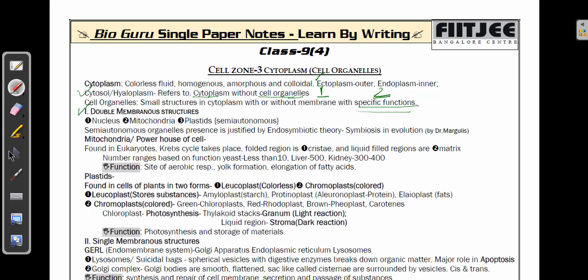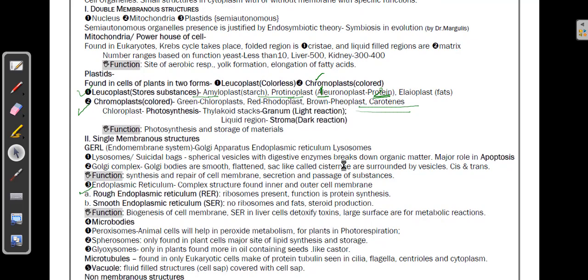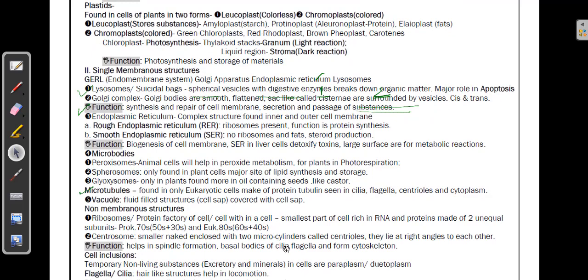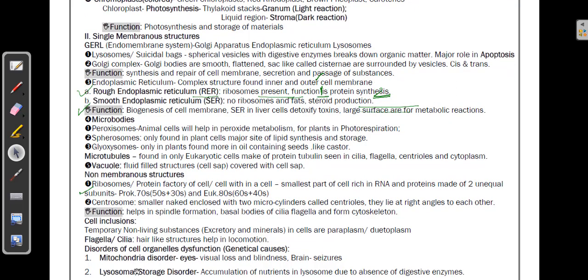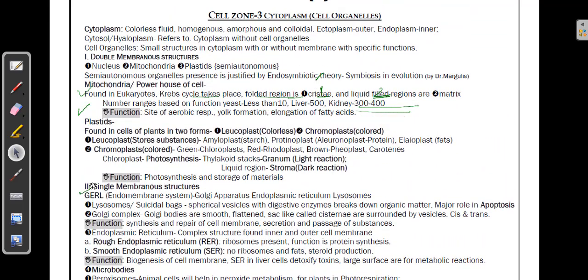And we have single membranous organelles. The single membranous organelles include the Golgi apparatus, Endoplasmic Reticulum, and Lysosomes. And then you can also see some other structures like the microbodies, which are the smallest particles and are also single membranous structures. And then you can see the non-membranous structures, the organelles that completely lack the membrane or outer covering. And finally we can see the cell inclusions, and then we'll continue with the disorders of cell organelles in humans particularly. Alright, so let us begin with the double membranous structures.